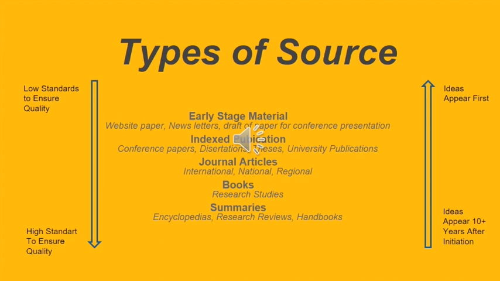And if we jump to the next level, we're going to have journal articles. We can get them from regional to international ones. And then we have books, of course, and the highest standard source, the best quality of the source, is summaries. We can get them from handbooks, encyclopedias, research reviews, and others.